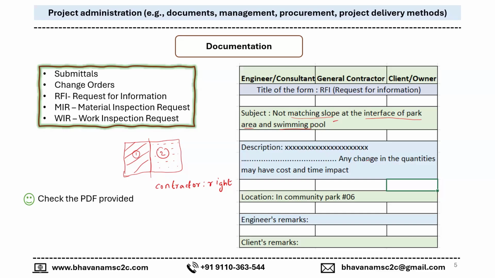It has a certain subject and a certain description, saying that any change in the quantities may have certain cost and time impact. Along with the description, they give the location. The engineer goes through the description and subject along with the location drawing and puts their remarks, saying this is the excess quantity of material and this will be the cost impact. It could be a negative cost impact or a positive cost impact. Whatever it is, they put their remarks, and later it is the client's call to decide.